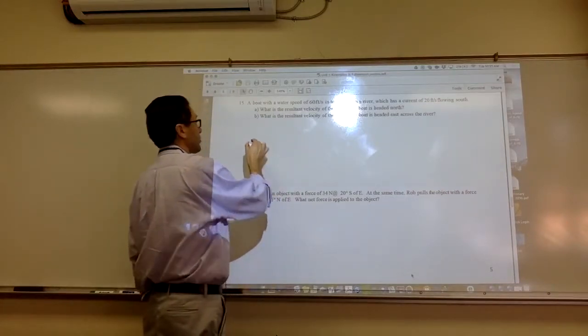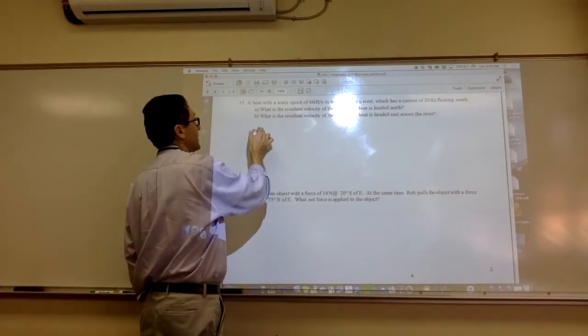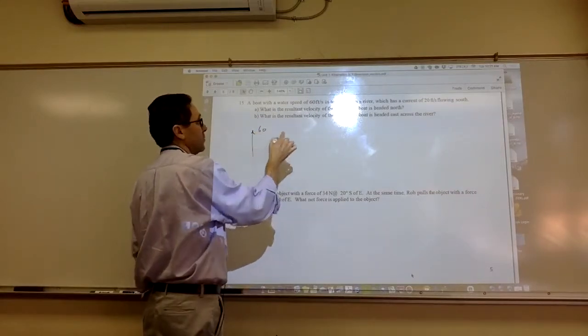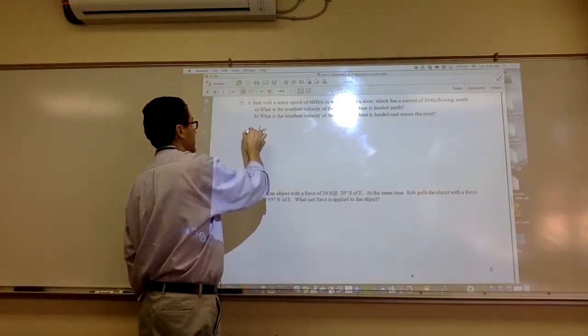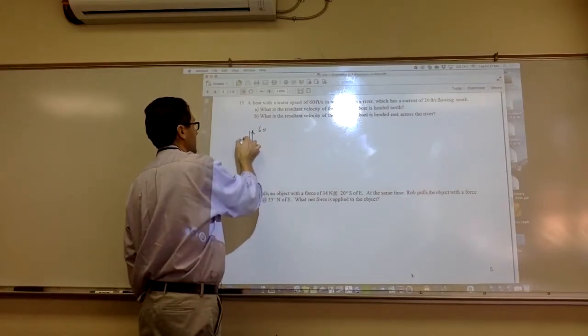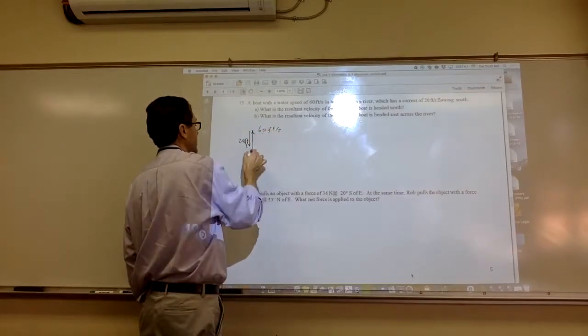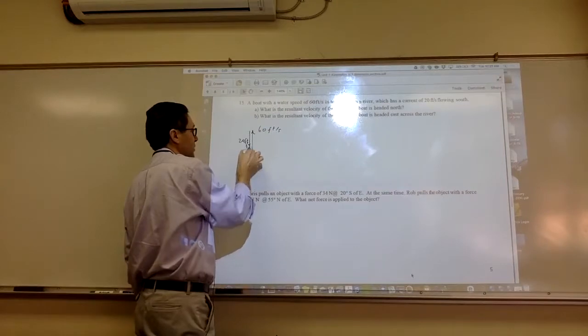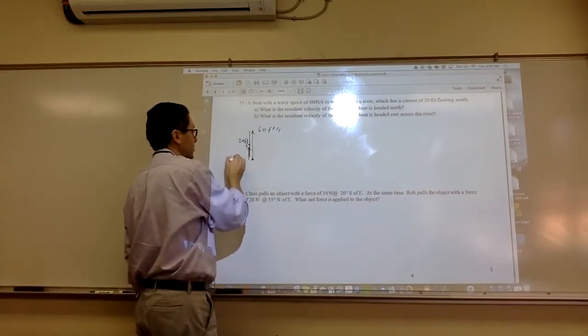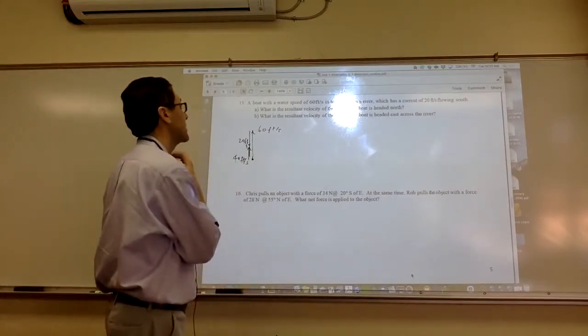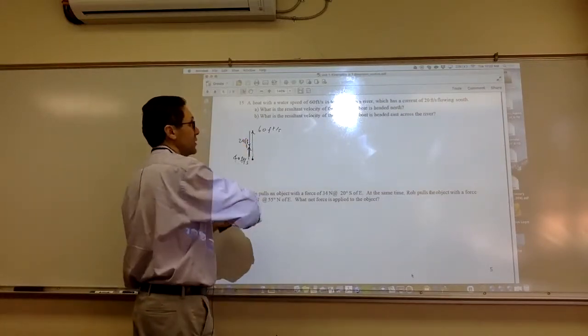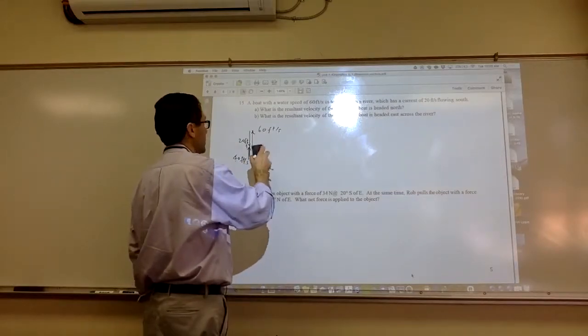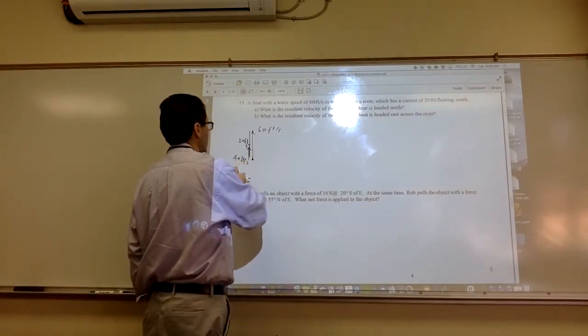So the boat is heading north at 60 feet per second, but the river is going south, so you do head to tail again at 20 feet per second. Your resultant is right here. It's connecting the very first origin to the last arrowhead, and that should be 40 feet per second. That's an easy one, right? Or you can just do 60 minus 20, since north is positive, south is negative.